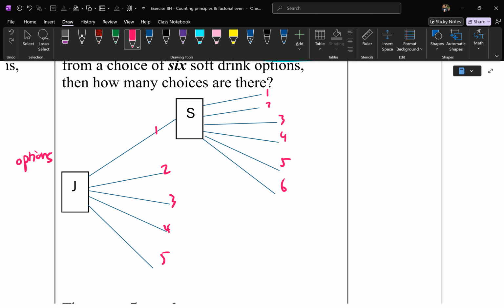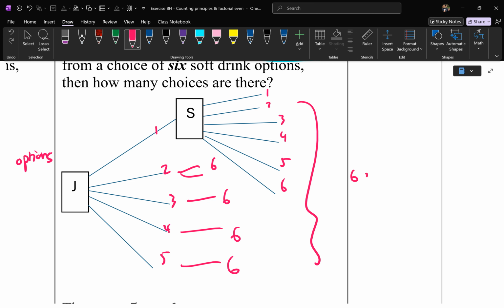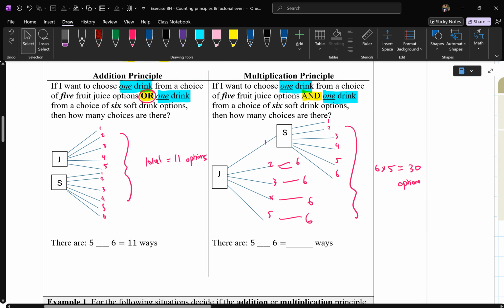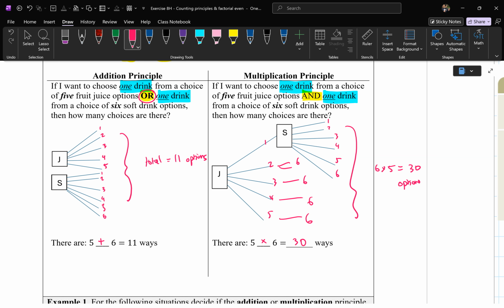So if you count them all together, we can see this will have an extra 6, an extra 6, an extra 6, an extra 6. So essentially you're doing 6 times 5. You get a total of 30 options. 30 possible options. So that's the difference between the two, the word and the word or, which actually is the fundamentals of what you will do here. This is adding, timesing to get 30 ways, and that's what the study is.